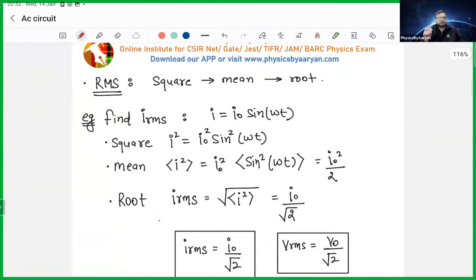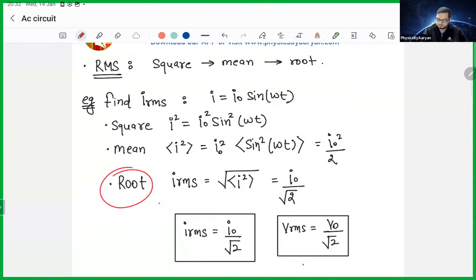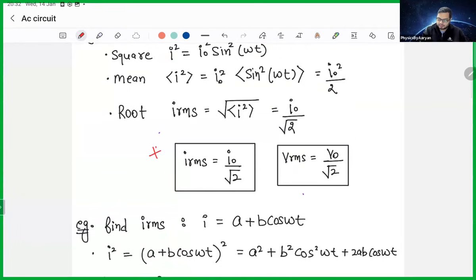Okay. So then let's quickly find the RMS value of current or voltage, whatever. If your current is given by I equals I naught sine omega t, first step: square. Second step: mean, the mean of I square. This is a constant number, so it remains as such, and then you have to do the mean of sine square, which I have already found to be half. So I naught square by 2. And then the last step is root. The root of this will be I naught, and the root of 2 will be 1 by root 2. So this formula you might have seen many times, right?